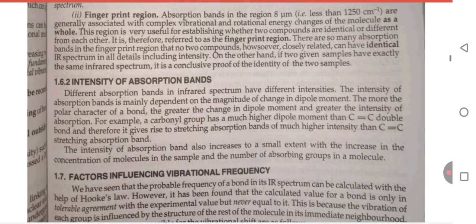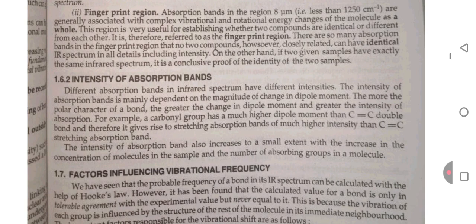Absorption bands in the region beyond 8 µm are generally associated with complex vibrational and rotational energy changes of the molecule as a whole. This region is very useful for establishing whether two compounds are identical or different from each other. It is therefore referred to as the fingerprint region. There are so many absorption bands in the fingerprint region that no two compounds, however closely related, can have identical IR spectra in all detail including intensity. On the other hand, if two given samples have exactly the same infrared spectrum, it is conclusive proof of the identity of the two samples.